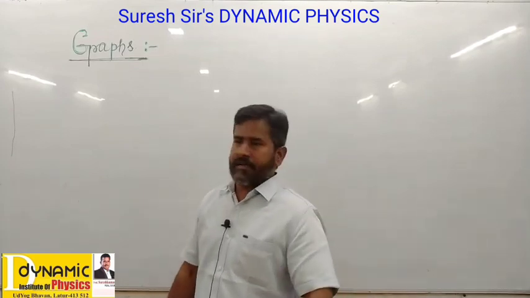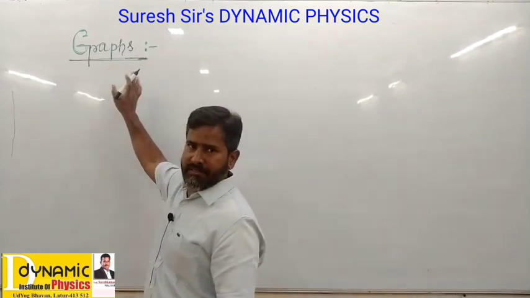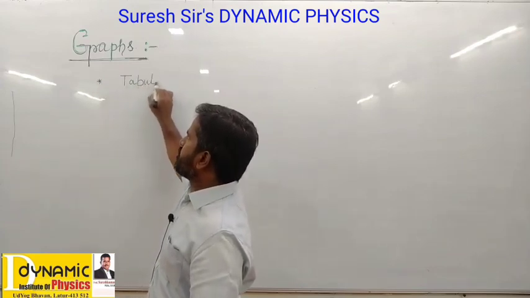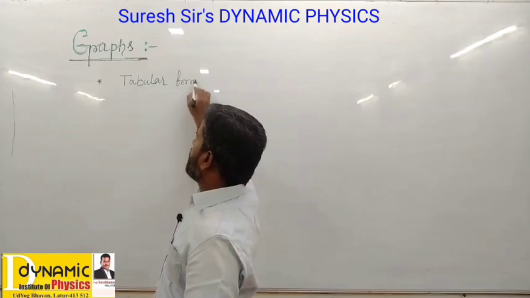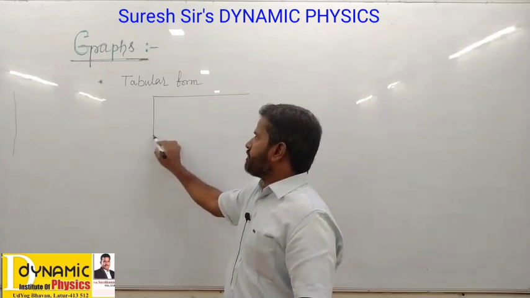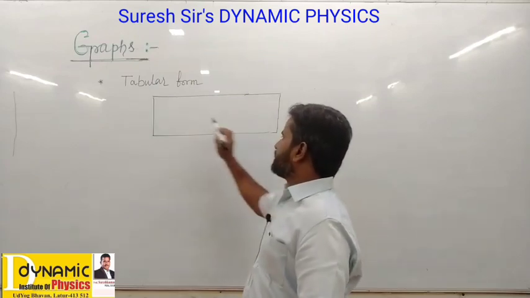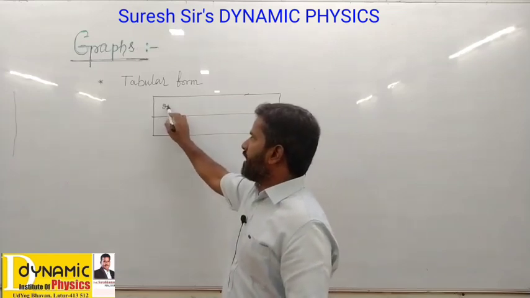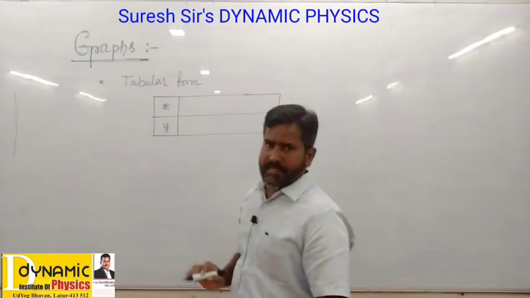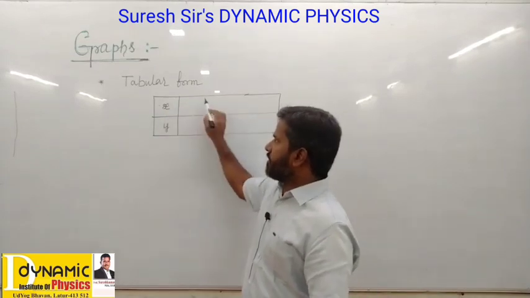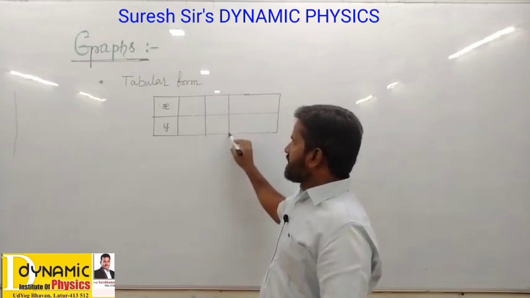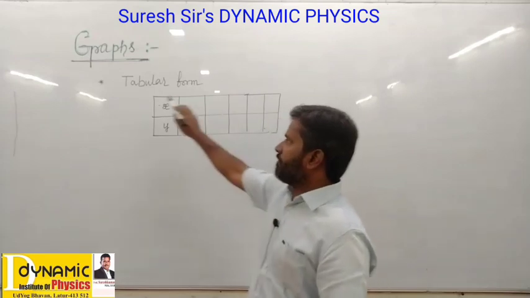In graphs, there are 3 main parts in physics. The first one is tabular form. In tabular form there are x and y, the variable quantities. One is the x variable, another is the y variable. Y depends upon x. When the x value varies, y also varies. This is the first part, tabular form.